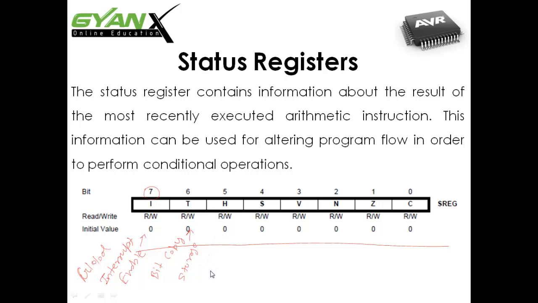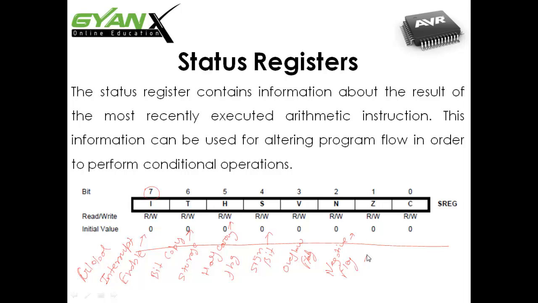Next is the half carry flag. The half carry flag indicates a half carry in some arithmetic operations. The half carry flag is useful in BCD arithmetic. The next is the S bit, which is always an exclusive OR, or you can say a sign bit. Next you have the 2's complement overflow flag. So bit 3 is the 2's complement overflow flag. We support 2's complement arithmetic. The next is the negative flag. This negative flag indicates a negative result in an arithmetic or logical operation.